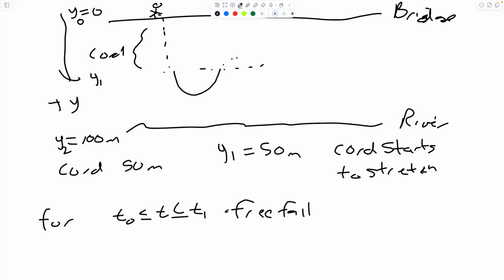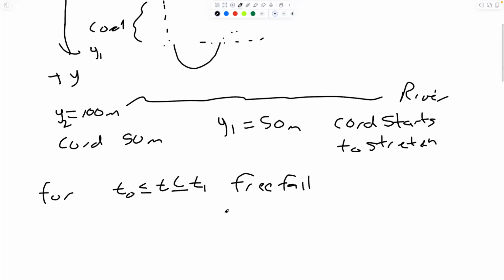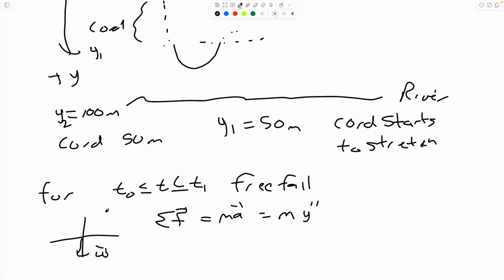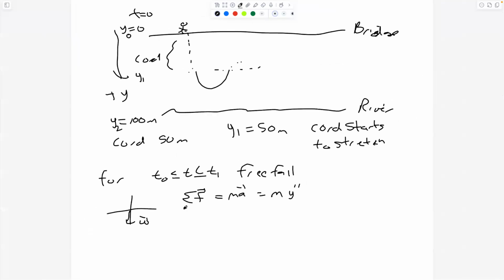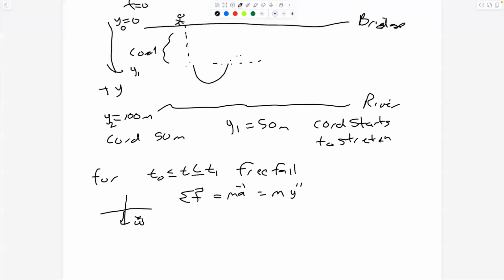So if you've taken physics one, you already know what we're going to get. We're going to get y equals 1/2 g t squared, but we'll quickly go through it. We know the sum of the forces equals mass times acceleration, and acceleration is the second derivative of position. In our free body diagram, the only force acting on us, we're ignoring air resistance here because everything happens so quickly, there's really no air resistance to speak of, is weight, which will be mg.